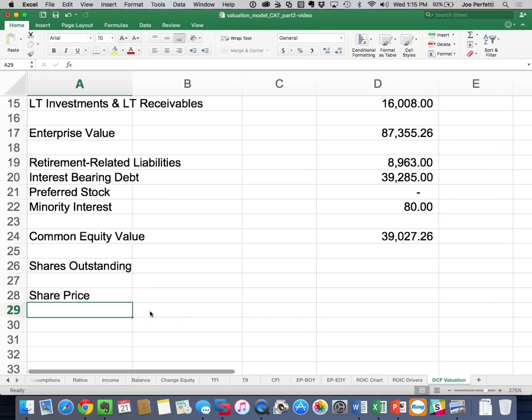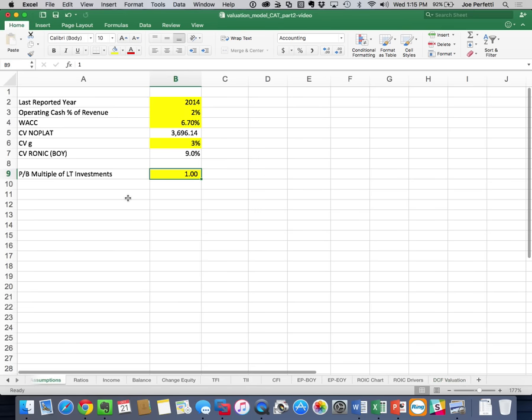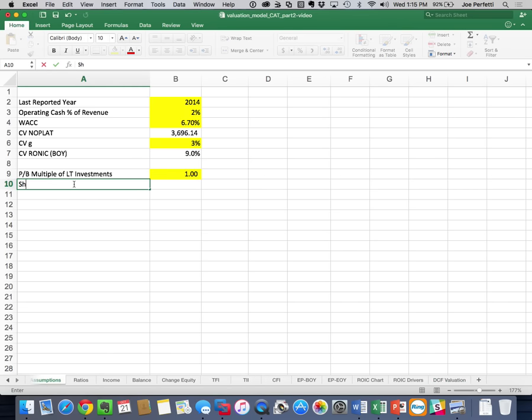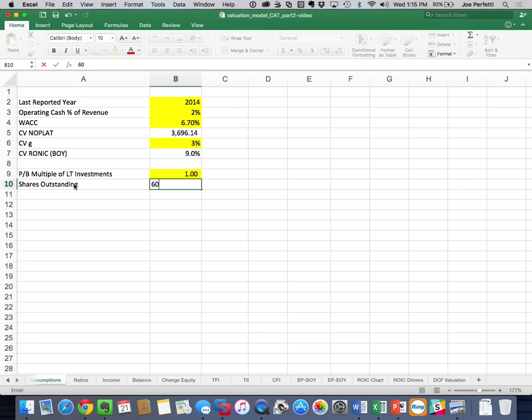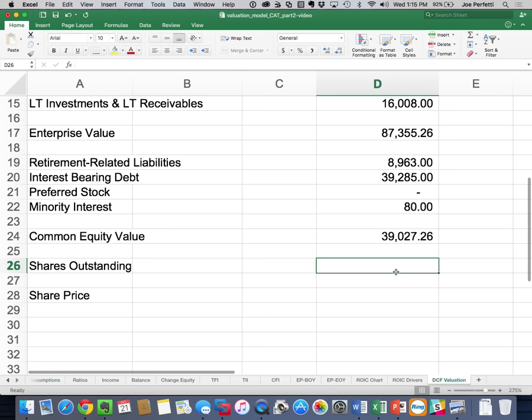What we're going to do is I'm not going to put it here because I'm going to update it every time we do a new company. I told you I don't want to have my updates scattered throughout my model on Monday. So on the Assumptions tab, I'm going to create a new assumption called Shares Outstanding. That'll be the 602.6. That'll be yellow. And on the DCF, I'll refer to that.